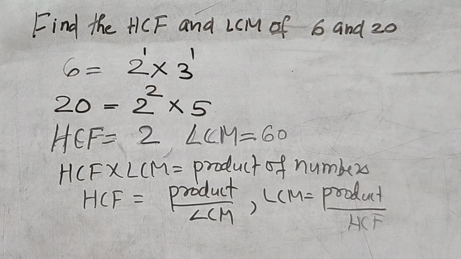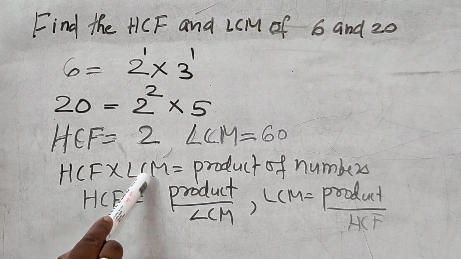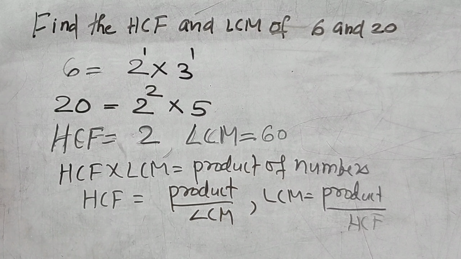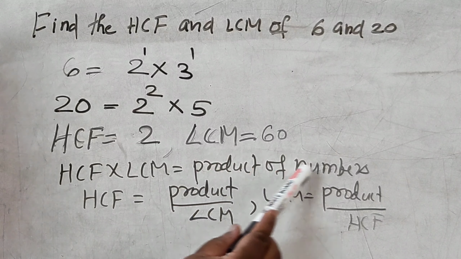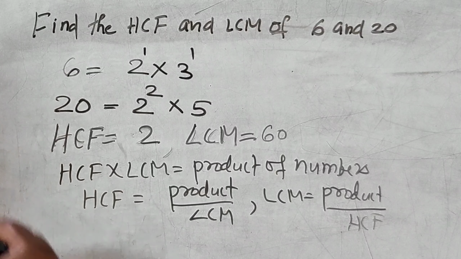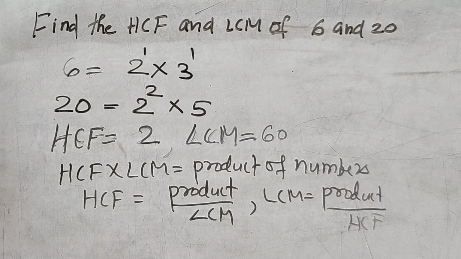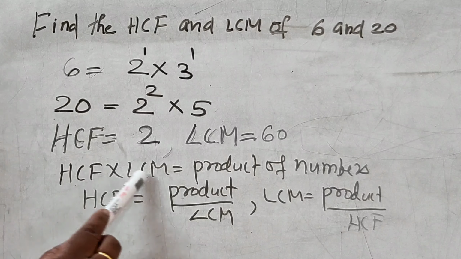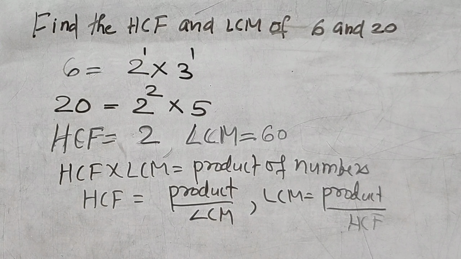Now we can look at this question and see whether this is correct or not. HCF was 2, LCM was 60. So HCF into LCM was 2 into 60, that is 120. The product of the numbers 6 and 20: what was the product? 6 into 20, that is also 120. So HCF into LCM is the product of the numbers.